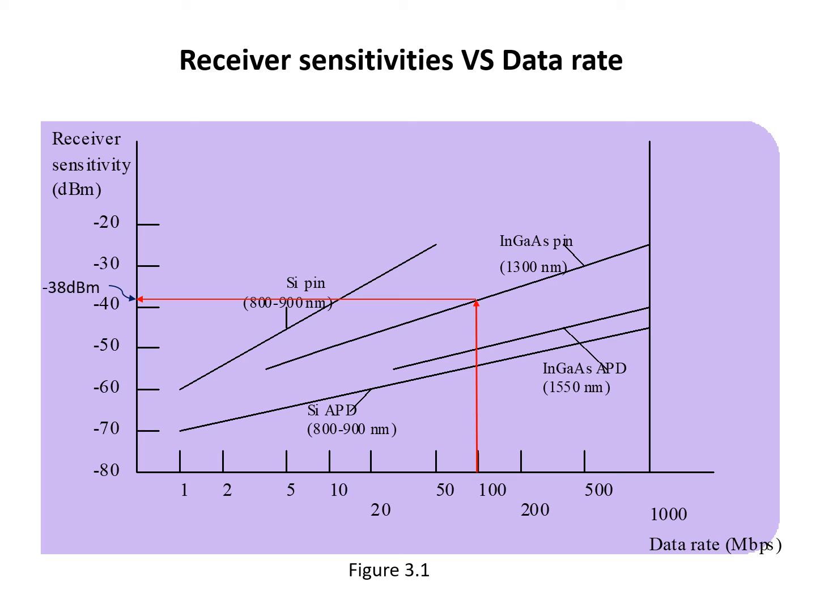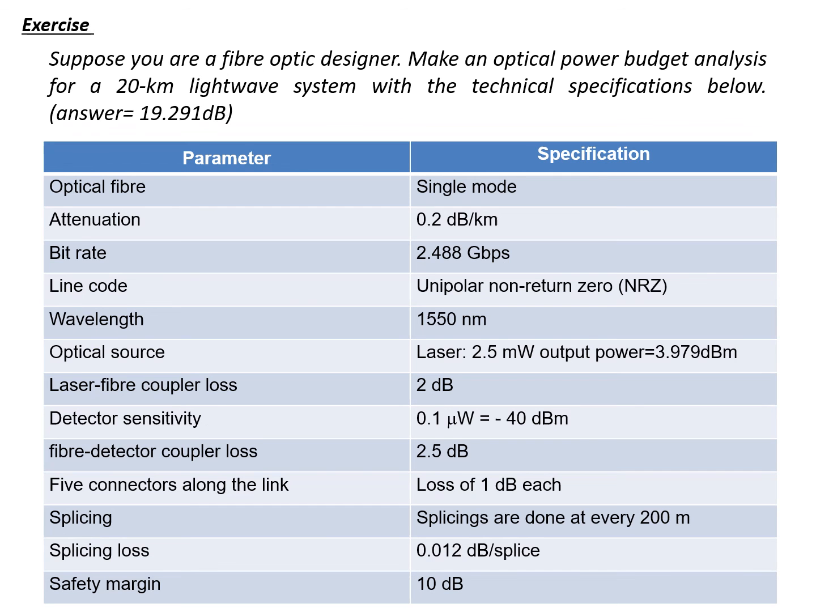This figure shows the relationship between receiver sensitivities and data rate. Based on example 3.1, for 100 megabits per second of data rate, indium gallium arsenide PIN has minus 38 dBm of receiver sensitivity. Please try this exercise. The final answer is given for you.